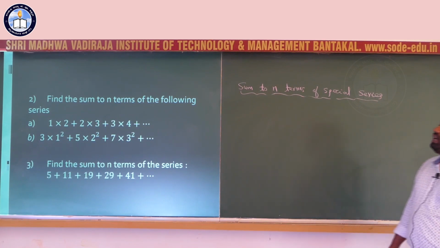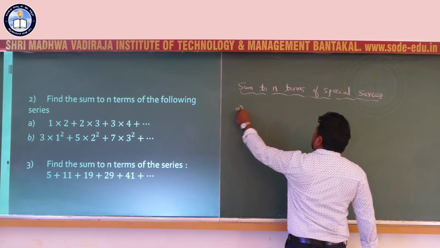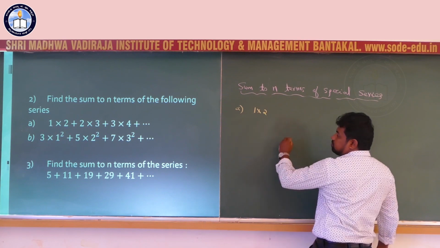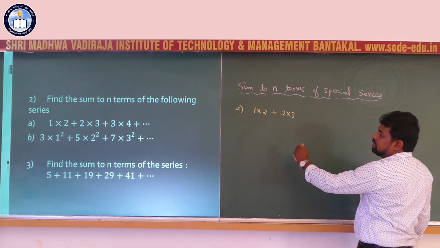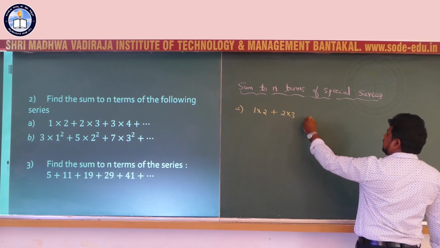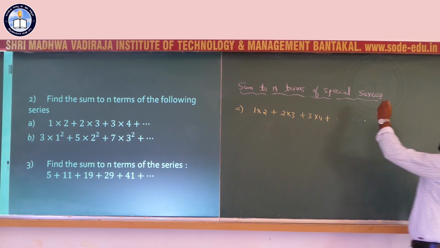Find the sum to n terms of the following series. Series is given. First problem A: 1 into 2 plus 2 into 3 plus 3 into 4 plus dot dot dot.